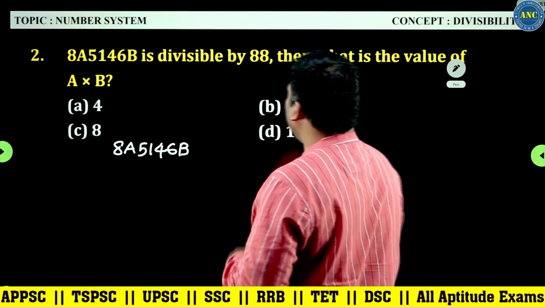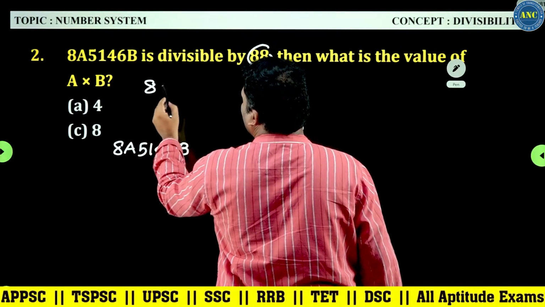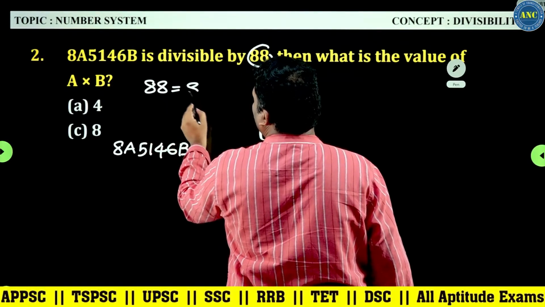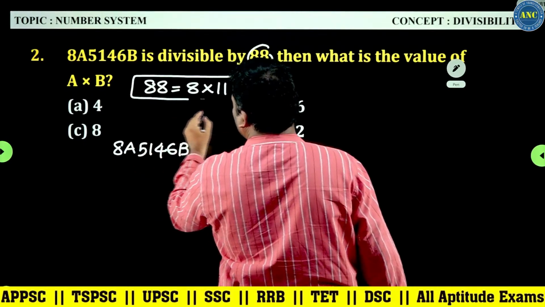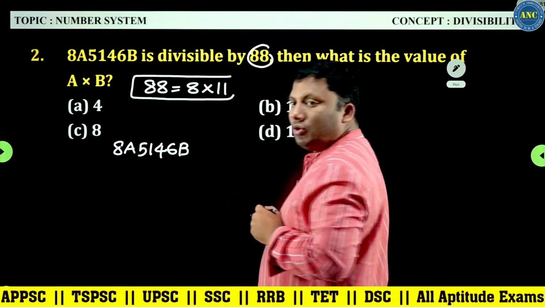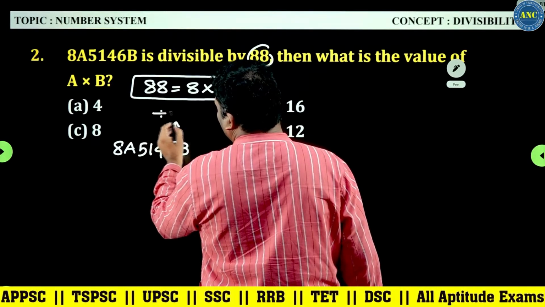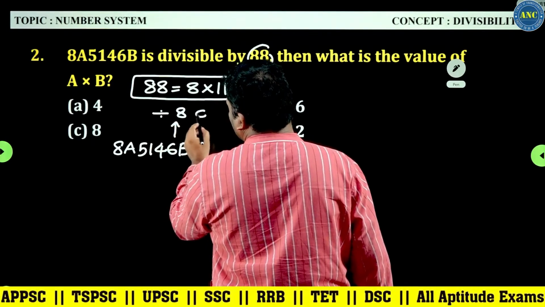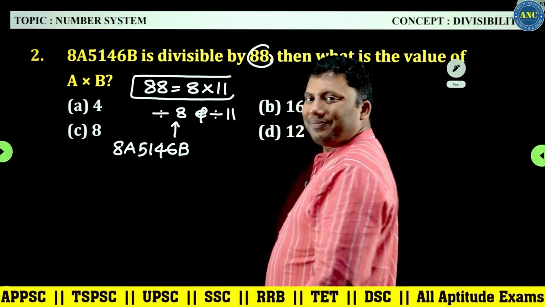8A5146B. This number is divisible by 88. 88 is a composite number. It can be written as a product of coprimes, 8 into 11. That means this number should be divisible by 8, and it should also be divisible by 11.